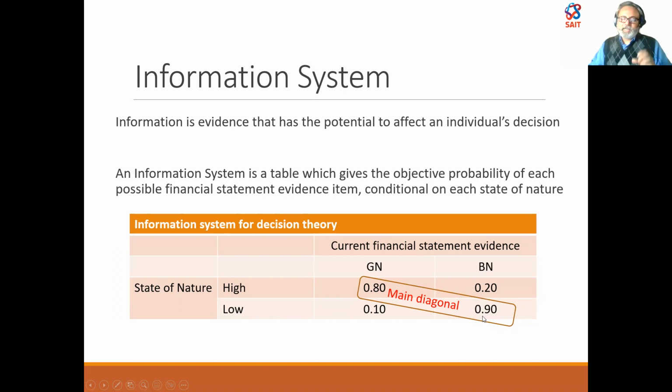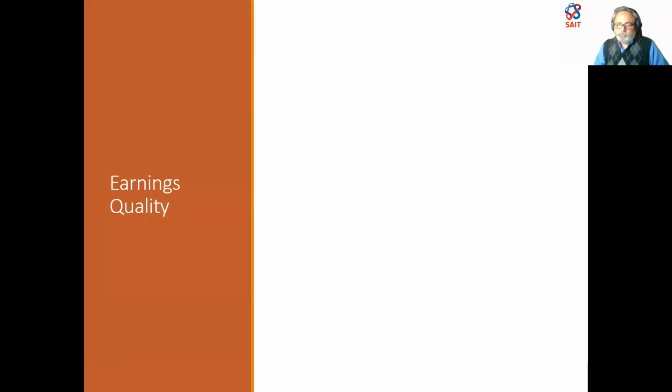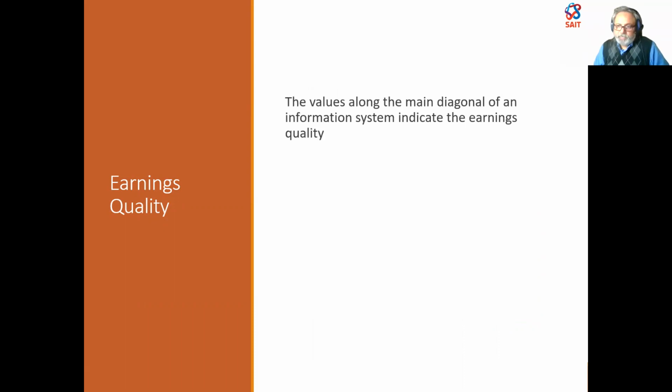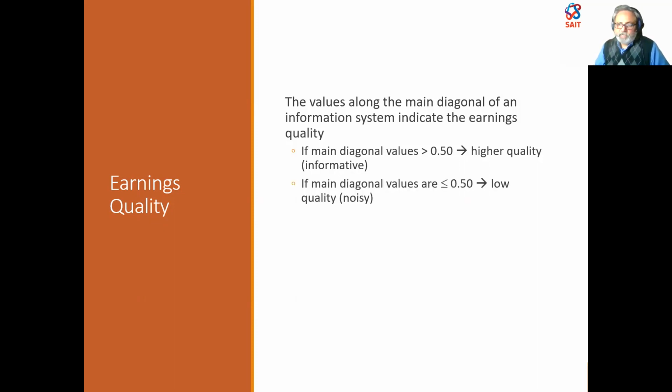This main diagonal captures whether a piece of information can be looked at as providing evidence on what the current state of nature is, or rather, the current state of nature is not what we are interested in. We try to use financial information to predict the future. So can we look at the current earnings numbers as an indicator of what's to come? There we talk about something called earnings quality. If we see the main diagonal values as being more than 50%, then we'd say the information system is high quality. It gives us good quality information. If on the other hand, these main diagonal values are just 50% or below 50%, we say they are low quality.